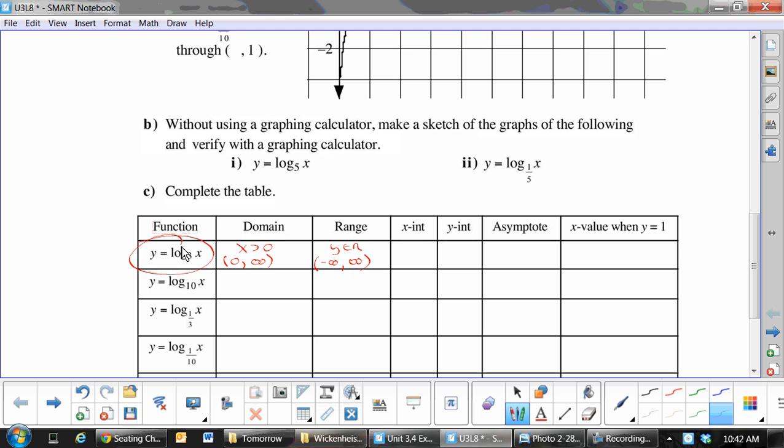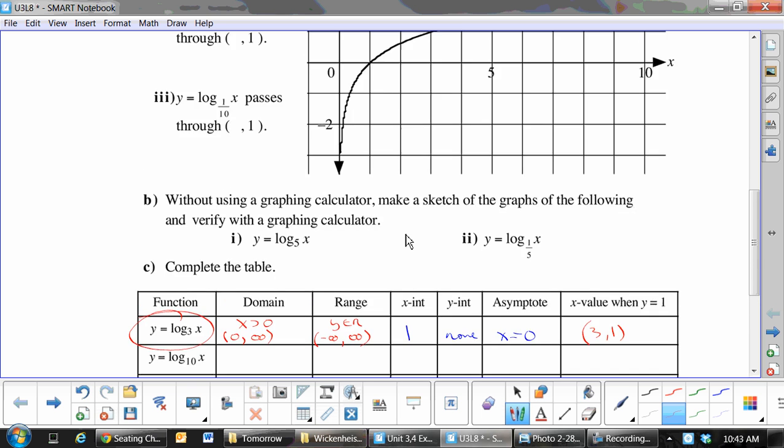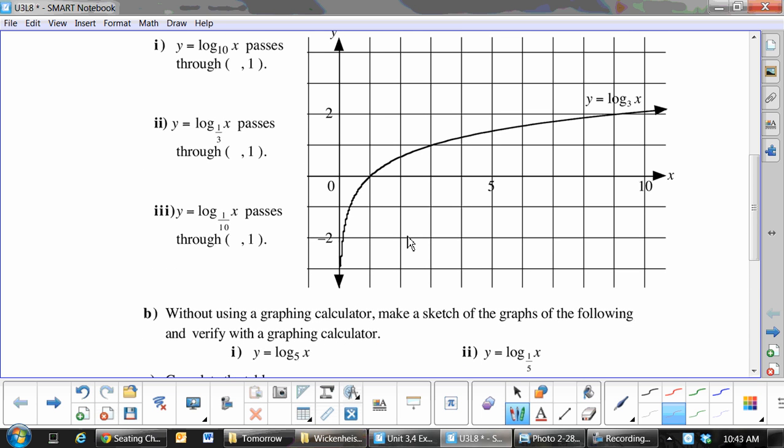Okay? Now, what would be the x-intercept? Y-intercept? None. Asymptote? X equals 0. And what is the value that makes y equal 1? Now, this should make sense. What value in here would make this equal 1? 3. So 3, 1 should be a value on here, okay? So I want to come up here and let's just mark 3, 1.